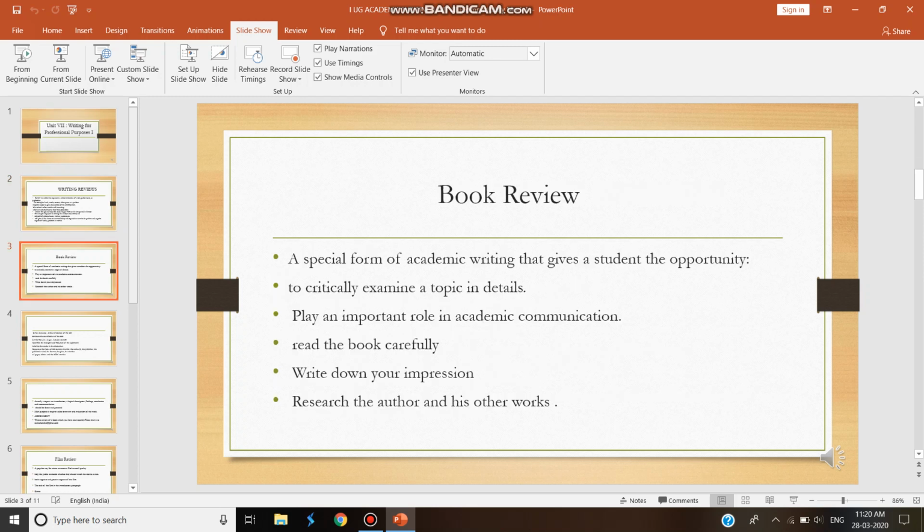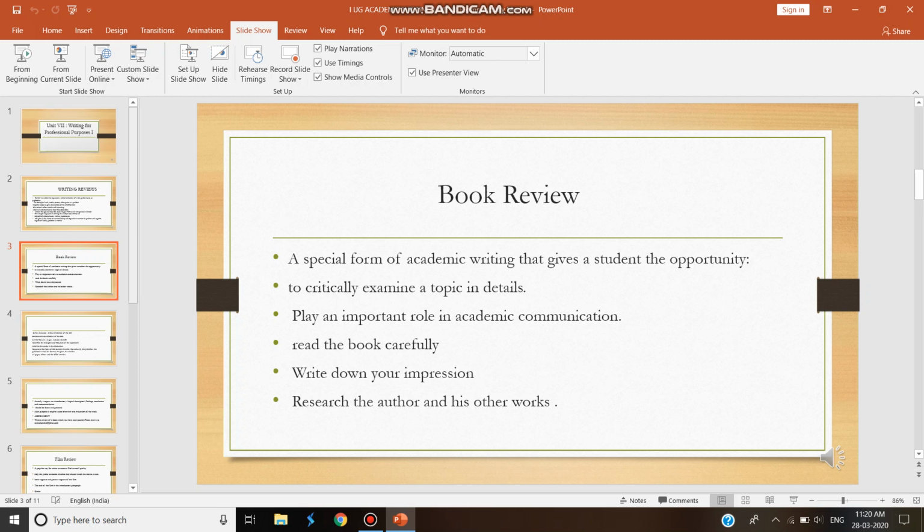Next, we'll see what is a book review. It is a special form of academic writing that gives a student the opportunity to critically examine a topic in detail. Book reviews play an important role in academic communication. So, if you're going to read or to write a book review, you should read the book carefully.